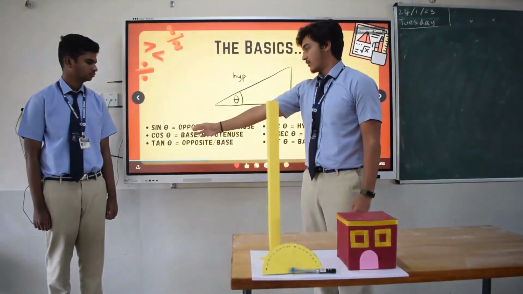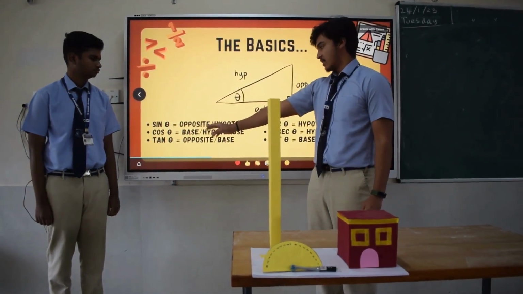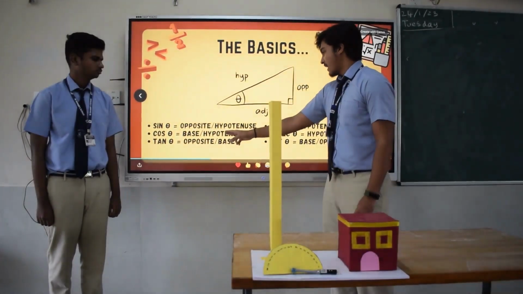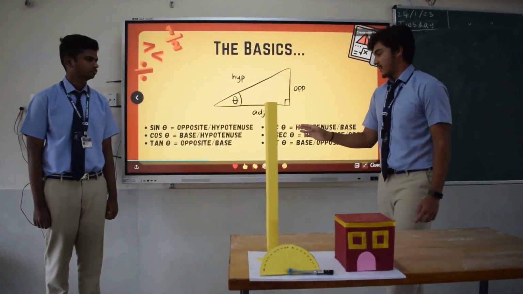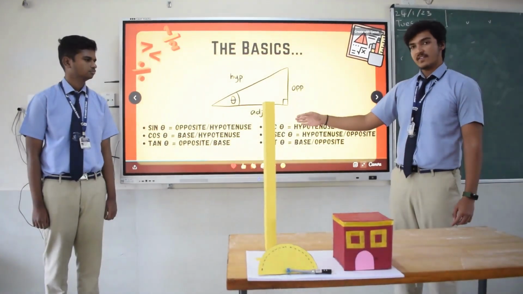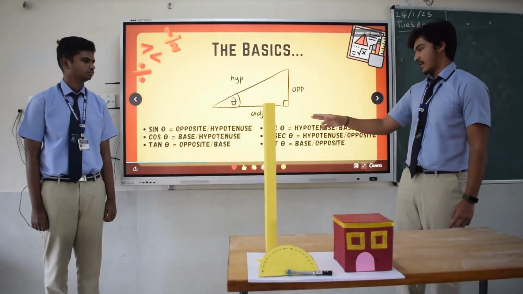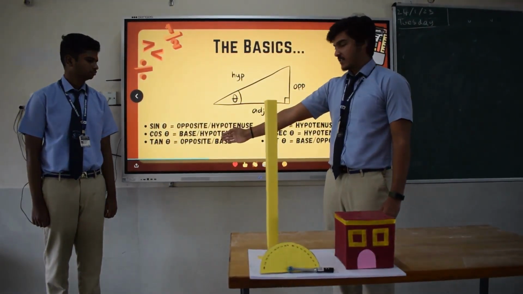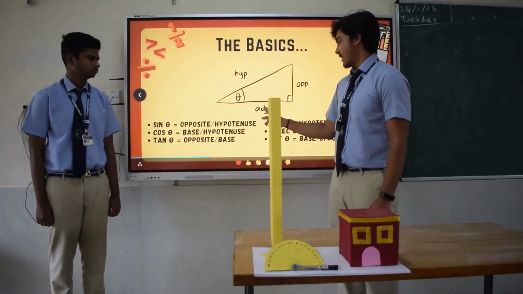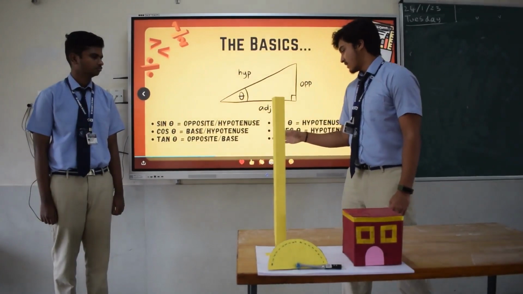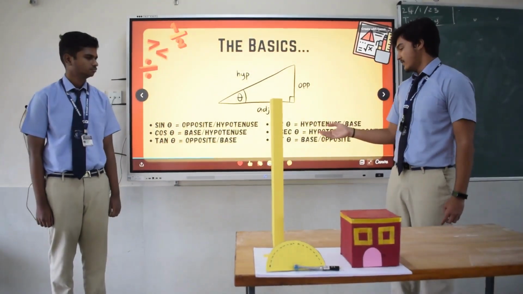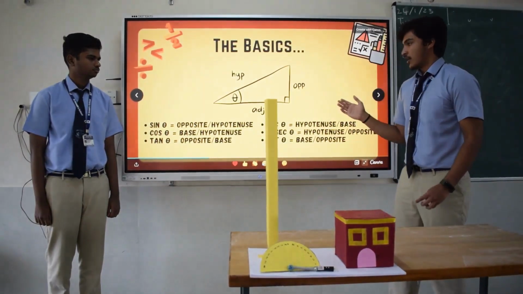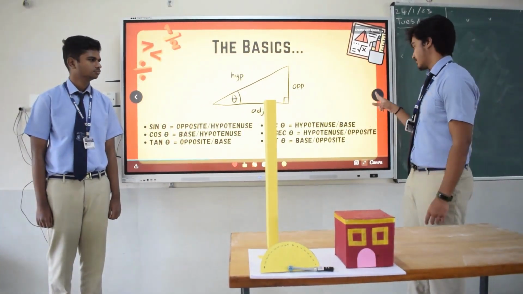Similarly, we have the cos function, or cosine function, which is the base by hypotenuse, base as an adjacent. And the reciprocal of the cos function is the secant function, or sec theta, hypotenuse by base, again reciprocals. Tan theta, or tangent of theta, is opposite by base, or opposite by adjacent. And cot theta, the reciprocal of tan, is base by opposite. So we use these ratios to work with trigonometry in maths.